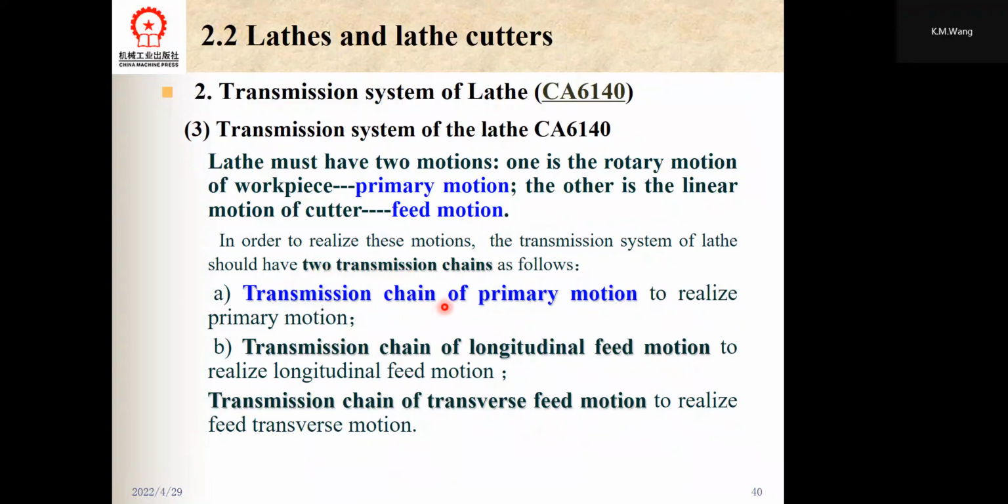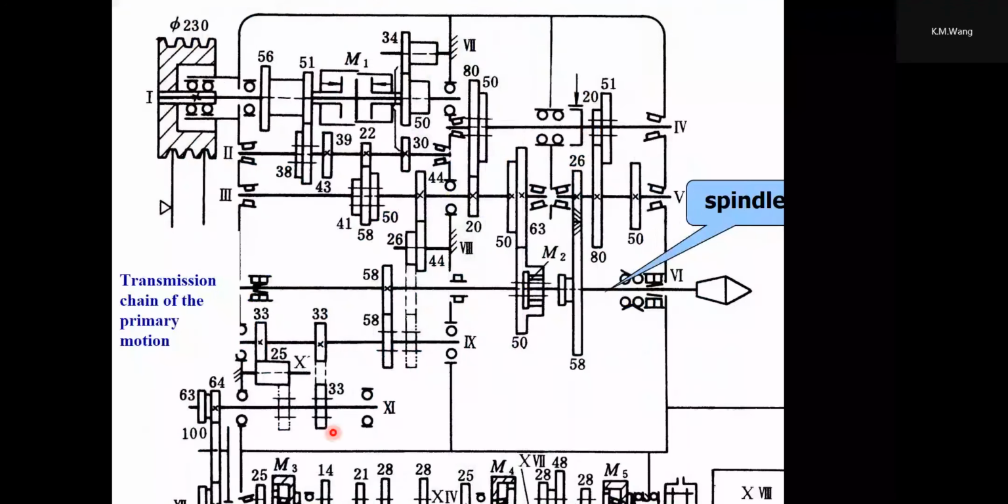The transmission chain of the primary motion is to realize the primary motion, and then the transmission chain of the longitudinal feed motion is to realize the longitudinal feed motion. And the transmission chain of the transverse feed motion is to realize the transverse feed motion. And this is the transmission chain of the primary motion from this figure.